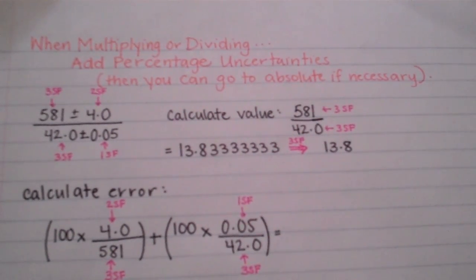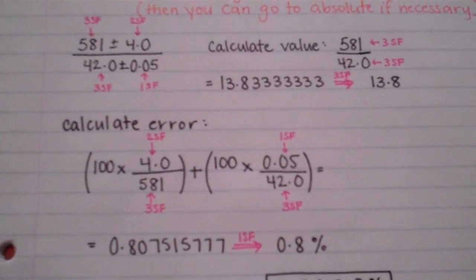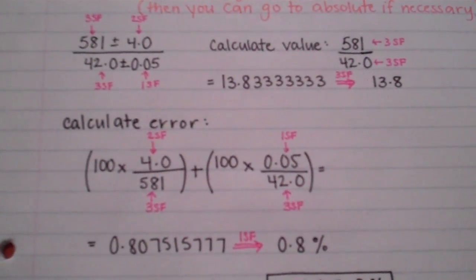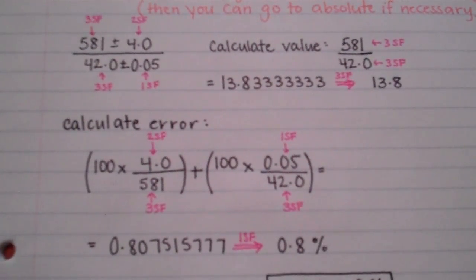To figure out the percentage uncertainty, I take 100 times my error divided by my value. And then I need to add that to my other error, or percentage uncertainty. So I take 100 times 0.05 divided by 42.0, my error divided by my value. And I get, from my calculator, 0.807515777. But I know that's not the correct number of Sig Figs.